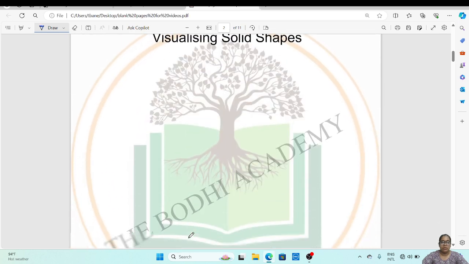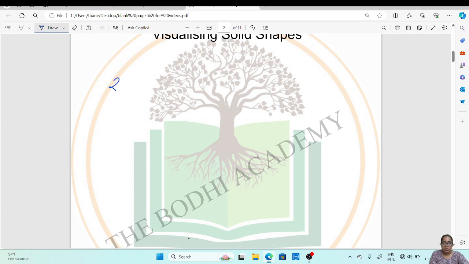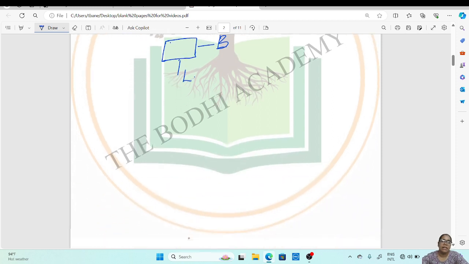So what is a 2D shape? 2D as in two dimensions. What is the meaning of a two-dimensional shape? Two-dimensional shapes can be drawn on a plane of paper, and they have only two dimensions, that is, only length and breadth. And what do we understand by a three-dimensional shape?